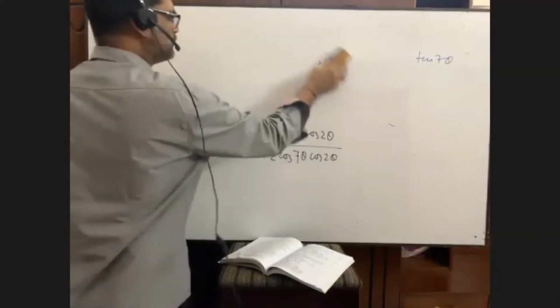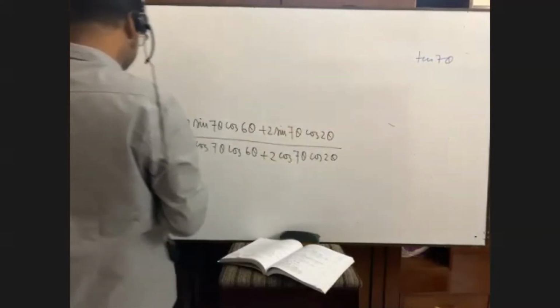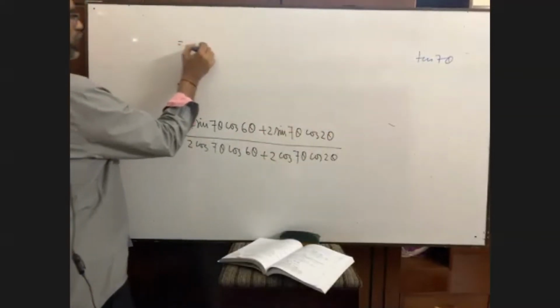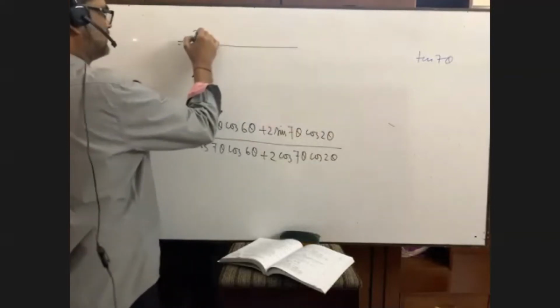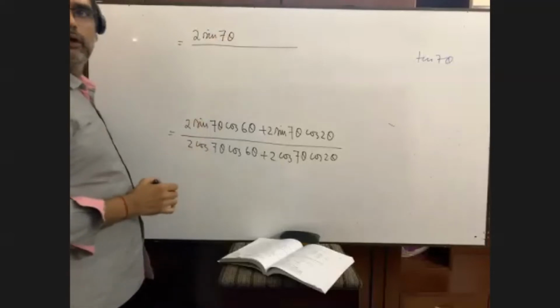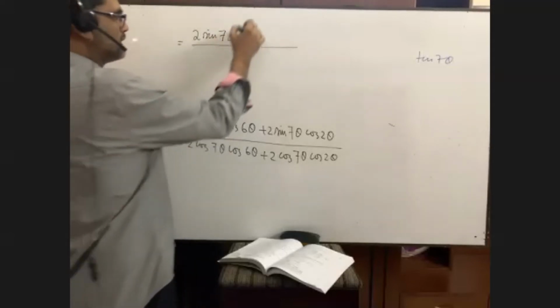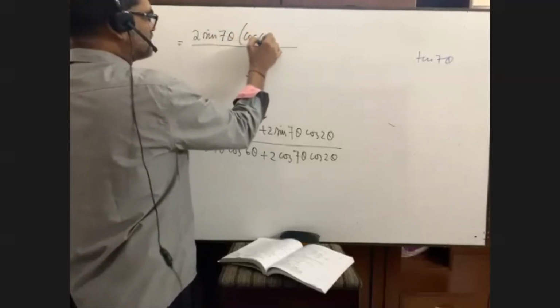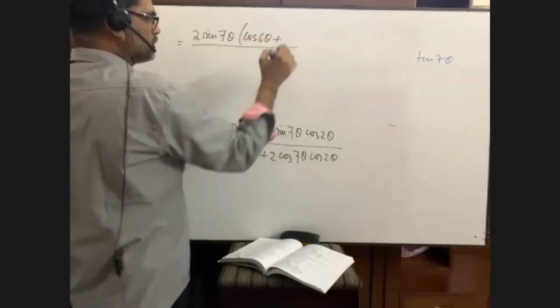Okay, very good. You don't want to cancel it, not a matter. You just take common 2 sine 7 theta. 2 sine 7 theta can be taken common. Then we are left with uncommon cos 6 theta plus cos 2 theta.